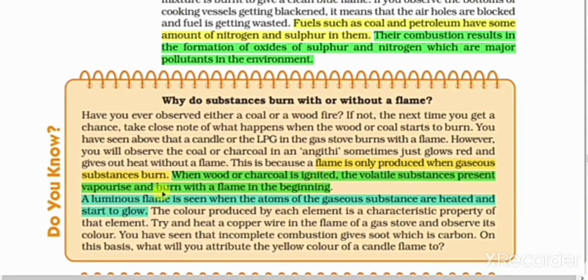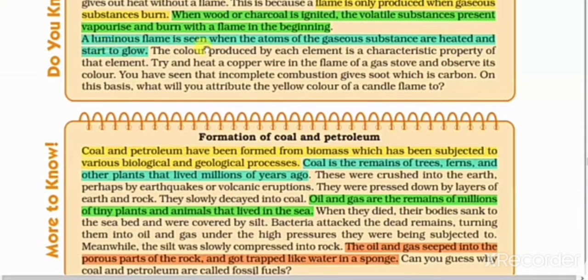When wood or charcoal is ignited, the volatile substances first vaporize and burn with a flame in the beginning. A luminous flame is seen. Luminous means a bright flame. The atoms of the gaseous substance are heated and start to glow. The color produced by each element is a characteristic property of the element.